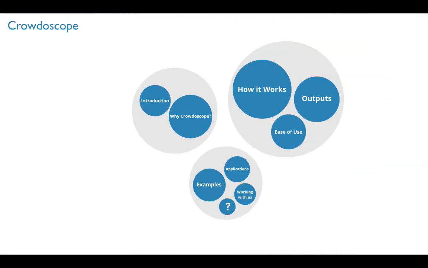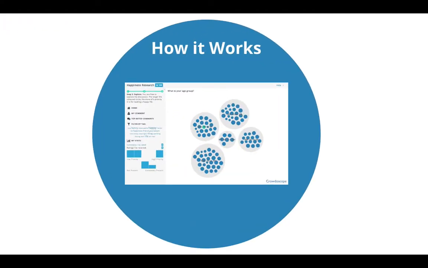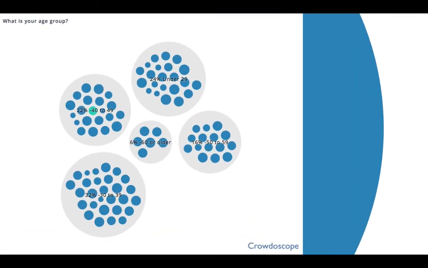So let's look at how Crowdoscope works. So Crowdoscope displays the conversation as an interactive visualization, and this overcomes the problem of the scalability of list-based discussions. So what you're looking at here is a visualization of the results of a multiple choice question, which in this case is what is your age group?